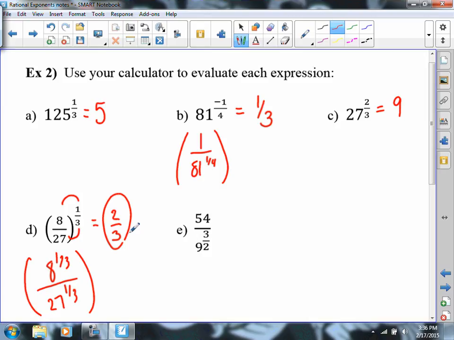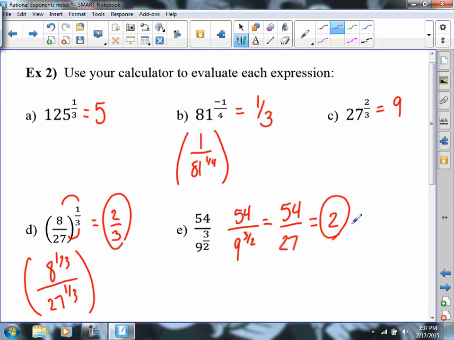And then part E, this might be a little tricky to read just because of the font on the software here, but this is really 54 over 9 to the 3/2 power. So instead of typing it all as one big string into your calculator, I would leave the 54 for now, and then I would do 9 to the 3/2 on your calculator and get an answer for that. You should get 27, and then you can do 54 divided by 27, which is 2.